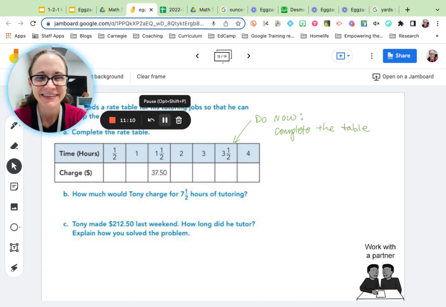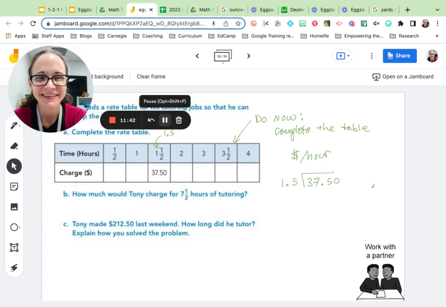So if you're watching this video now, that means you've hit play, you have completed your table. Let's talk about one useful strategy for completing this table. One thing that you might want to know is Tony's unit rate. How much does he charge in dollars per hour? Well, let's figure that out. To figure out how much he charges for 1 hour, we just need to take 37.5 and divide that by 1.5. We can write 1.5 as a decimal, 1.5.